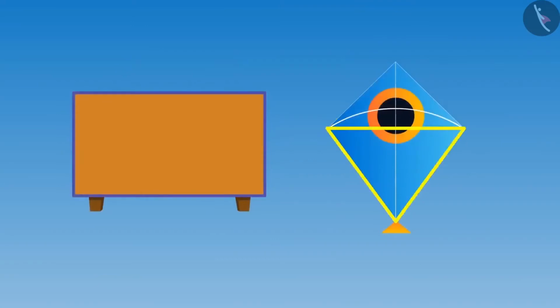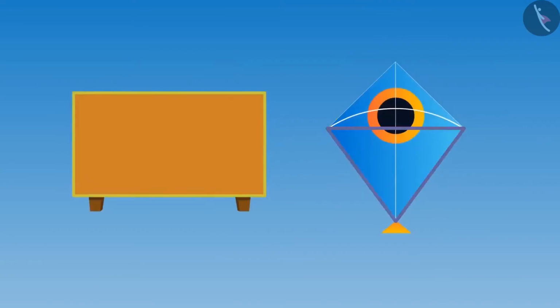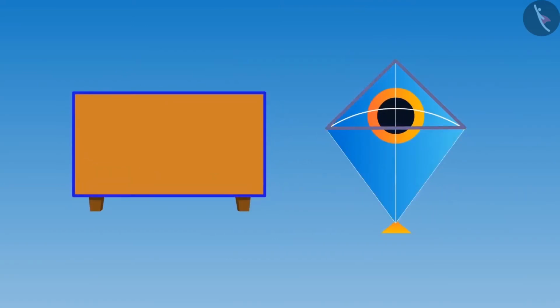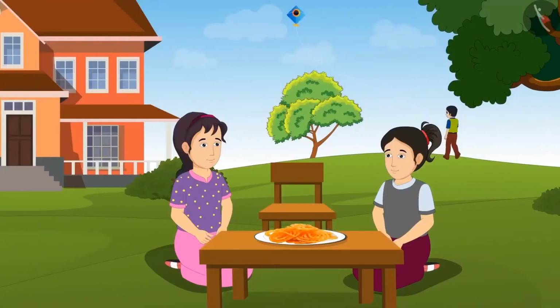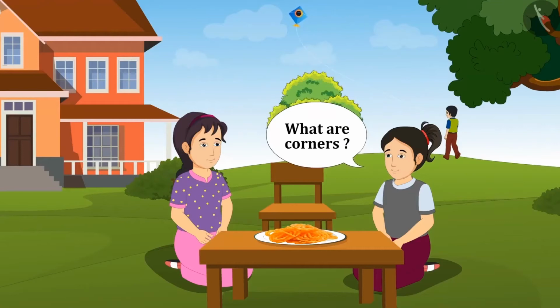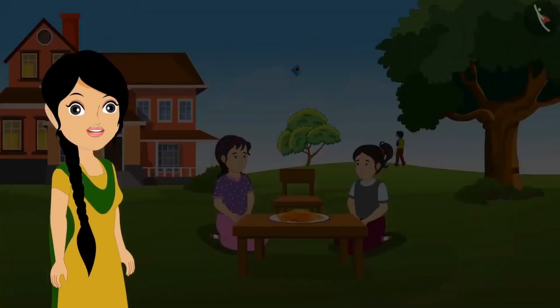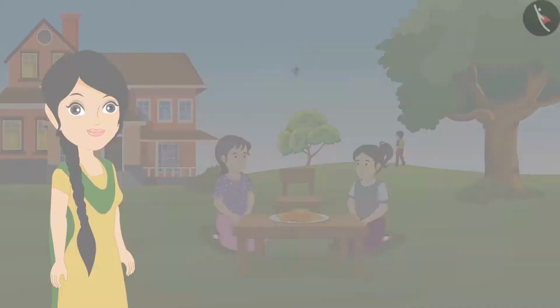Similarly, if you look at this table from above and this kite from front, we will be able to see different shapes. Yes, sister, this plate and these jalebis also have shapes. Yes, Riva, you have identified it correctly. Now, can you tell me which of these things have corners in their shape? Corners? What are corners, sister? Do you know what are corners?